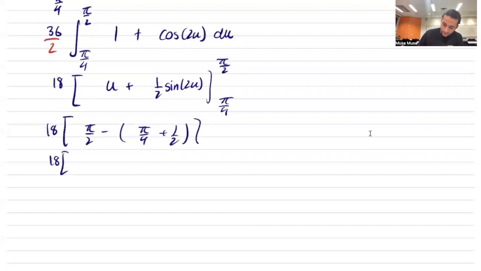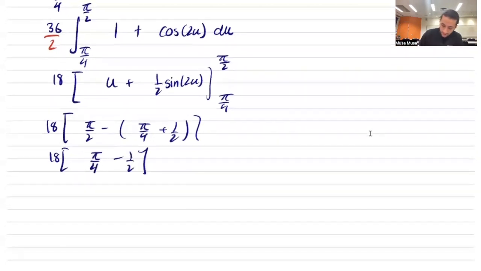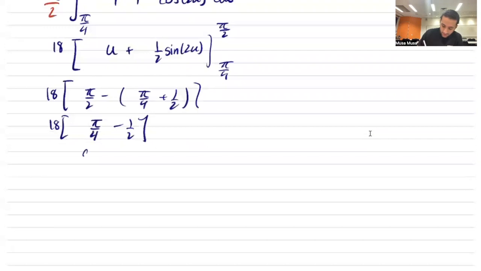18 pi on 2 minus pi on 4 is pi on 4 minus a half, and then multiply by 18. Nice. So then this is going to be 9 pi over 2 minus 9. Very good, very good. Well, I forgot my equal signs for everything.